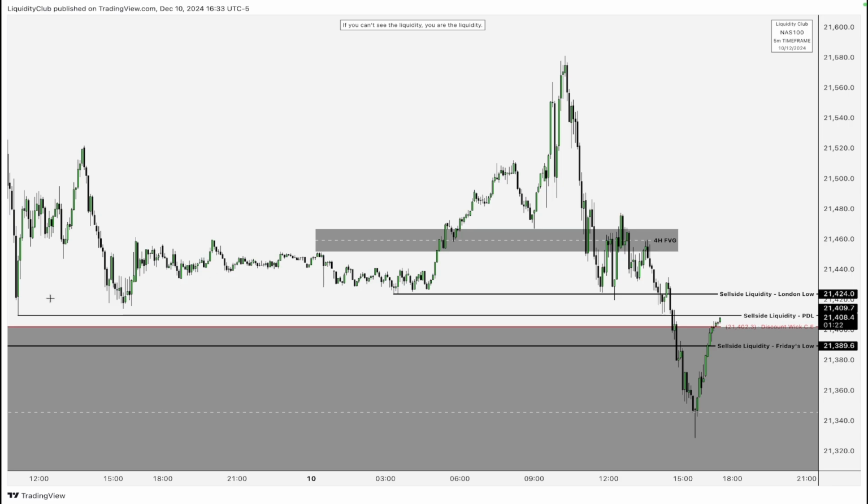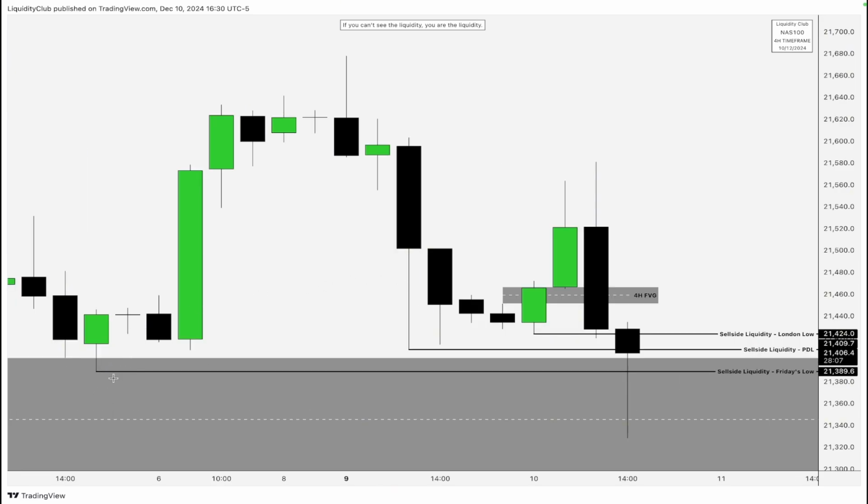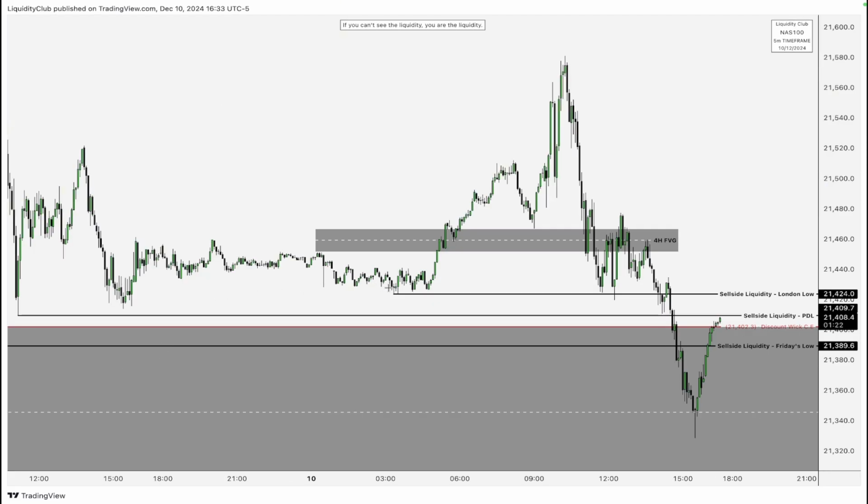So anyway, you can see these are previous day's low. Friday's low is not presented here on this time frame chart, but I have already showed it to you here on the 4 hour time frame chart. So the 5 minute time frame chart is showing previous day's low, which is Monday's low.